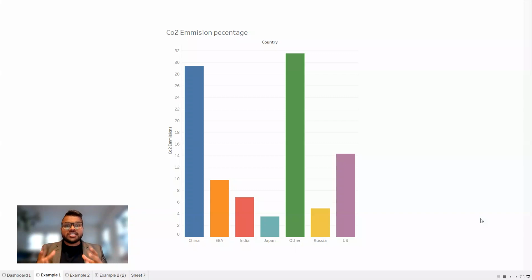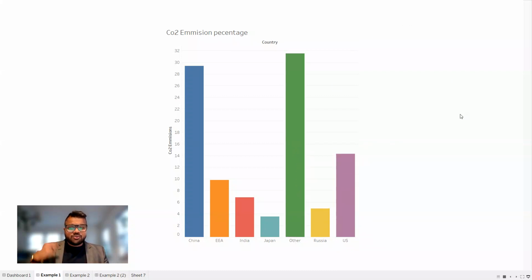emission percentage contributions of different countries that they accumulate. On one hand, you have the countries that are represented by different colors. So you can see here, China is represented in blue, the EEA in orange, India in red, Japan in teal, US in purple, Russia in yellow, and the others category in green.